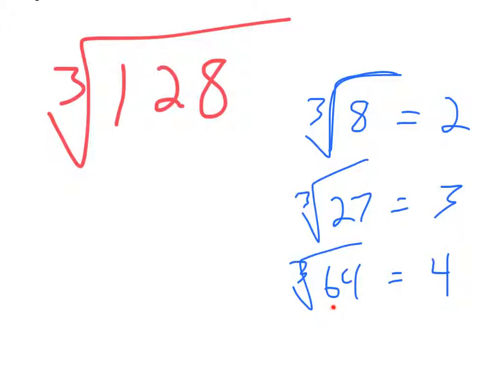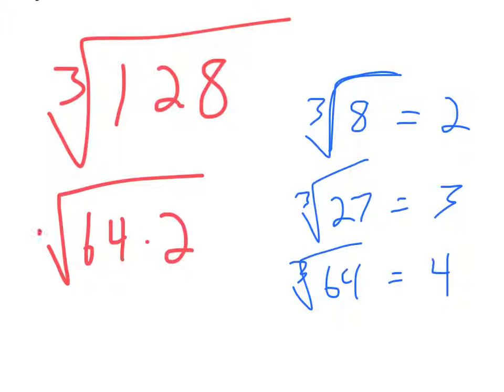The one that's ringing my bell here is 64. 64 times 2 would make 128. So let's rewrite that original guy. Let me get a bigger pen here. That's going to be 64 times 2. Okay? Just make sure that makes sense in your head to yourself.